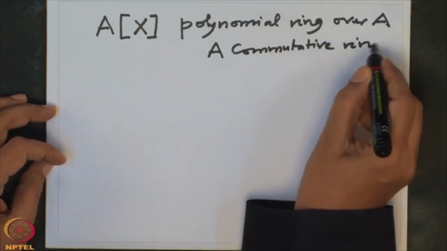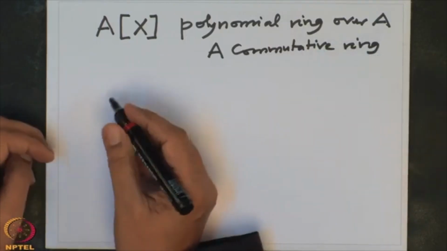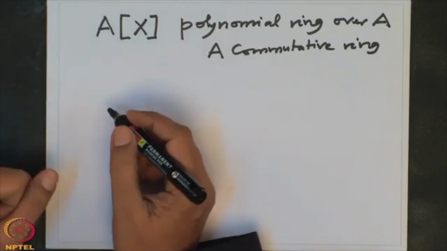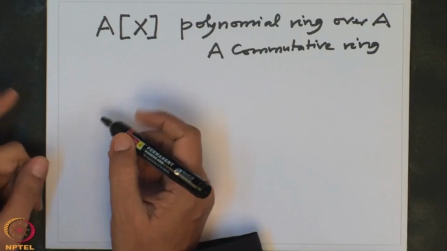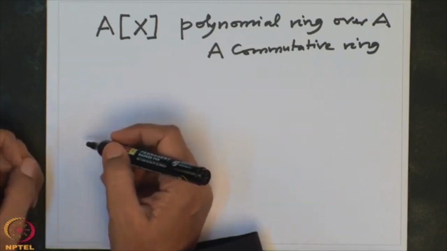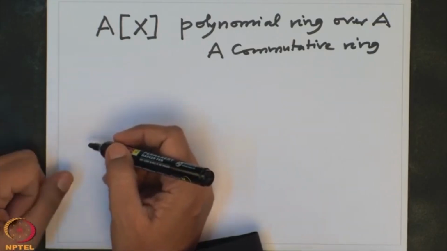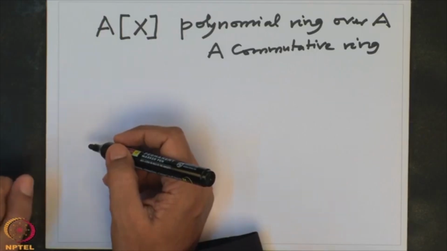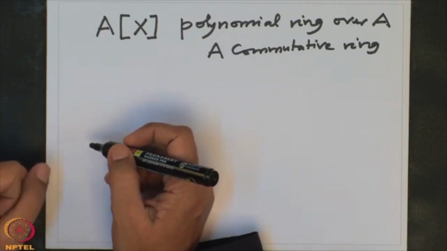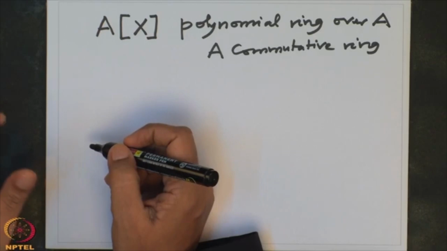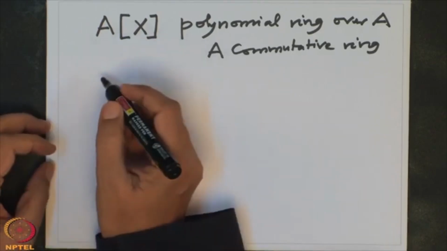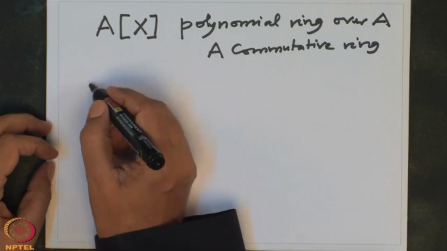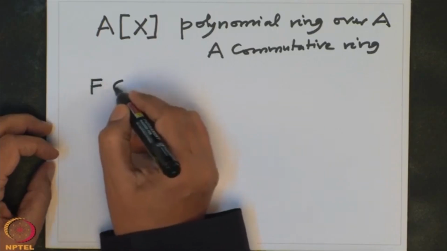And we saw how to add two polynomials, how to multiply two polynomials, and with those binary operations, this is again a commutative ring with multiplicative identity, and the multiplicative identity is the constant polynomial 1.